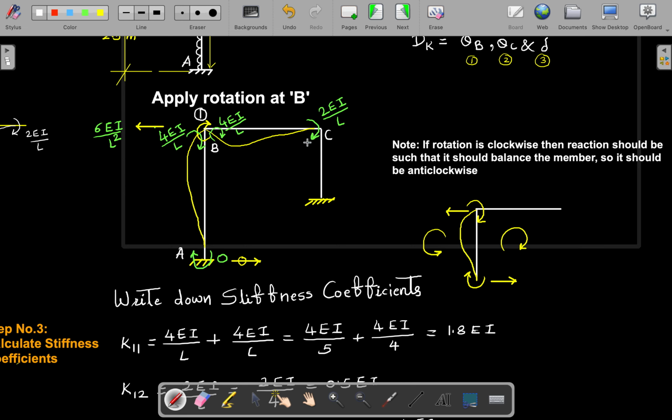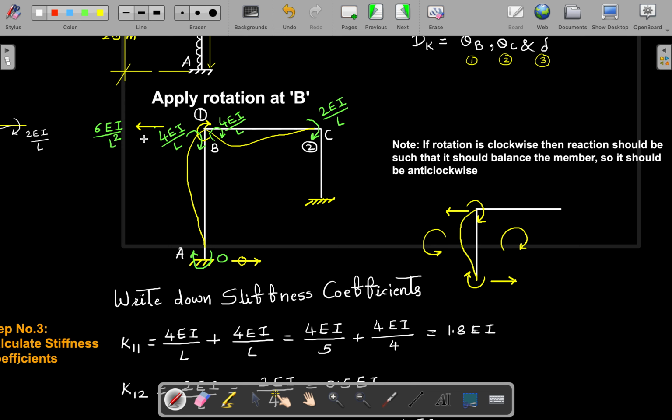So this is the first coordinate, this is the second coordinate, and the third coordinate with respect to swaying. So K11. Because of unit rotation at 1, what is happening at one place? What are those moments getting created? You can see that because of unit rotation, there are two values, 4EI by L, 4EI by L. When it is about rotation, we are just seeing the rotation value. Don't get confused with this reaction.